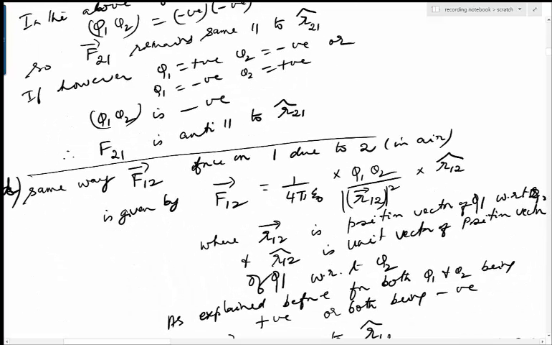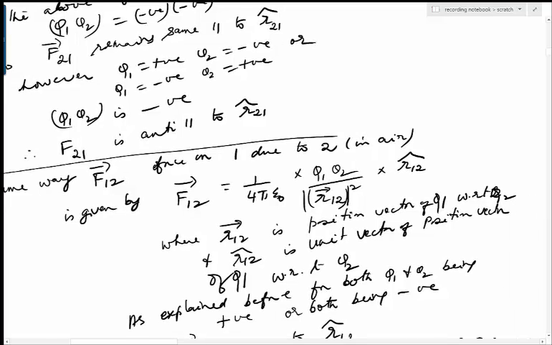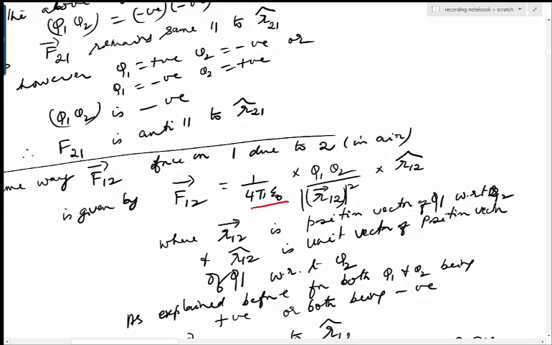In the same way, if you are making Q1 the victim charge and Q2 the source charge, F12, the force on 1 due to charge 2 in air, is given by the vector F12 equal to 1 by 4 pi epsilon naught into Q1 Q2 by the modulus of R12 whole squared, into R12 cap vector.